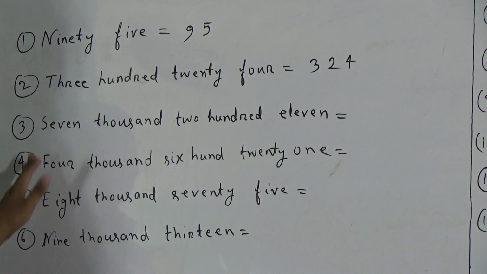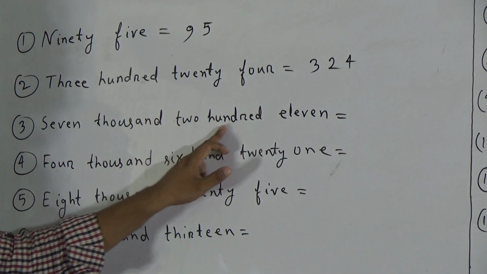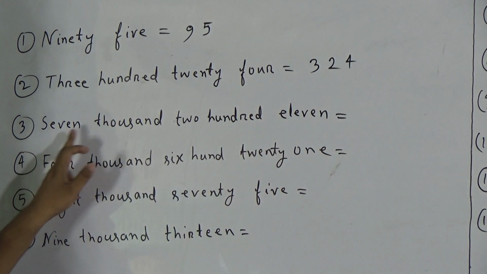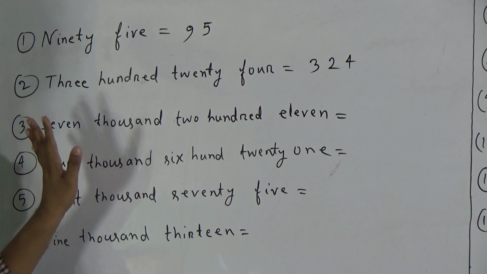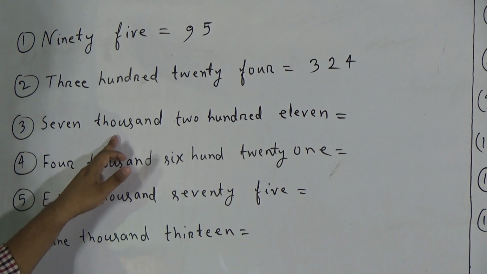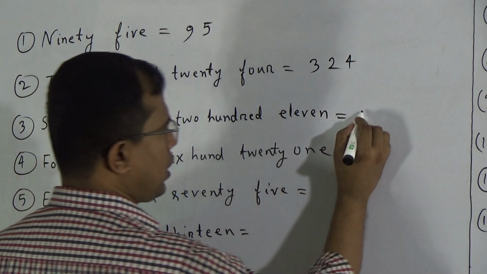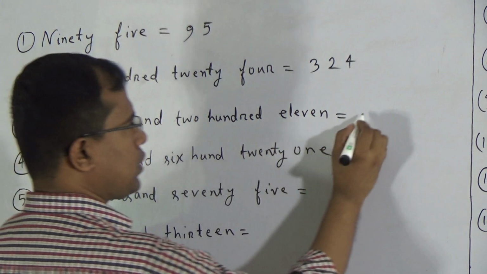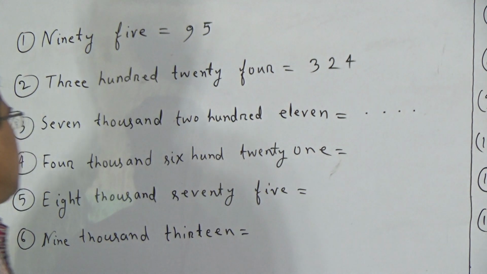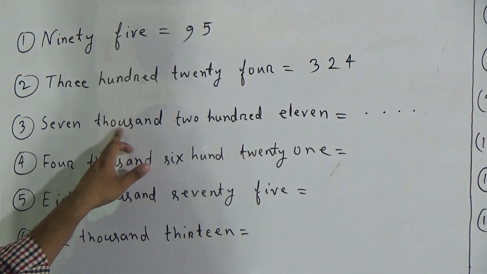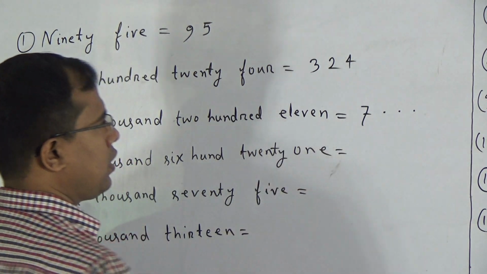Now, students, number three: 7,211. 7,000. Here there are a total of 4 places, and the highest place is the thousands place. So we will take 4 dots for 4 places. 1, 2, 3, 4. Now in the highest place, that means in the thousands place, you have to write 7. Okay, we have written 7 in the thousands place.